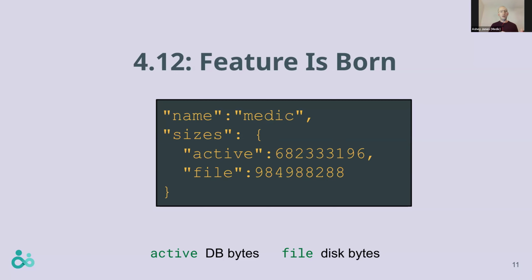So here you see on the Medic database, there's two different numbers in bytes. There's the active number and the file number. Active is the size of the record in the database, and the file number is the size of all the records on disk. Because the records in the database take up a smaller amount and don't take up a complete disk block size, the active size is always going to be smaller than the file size. So next slide, please.